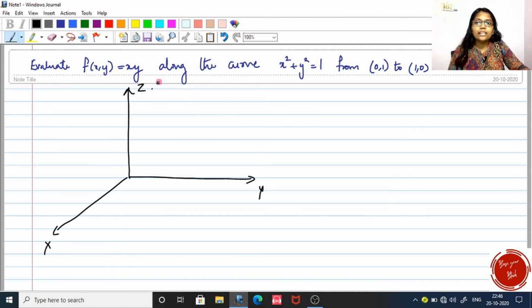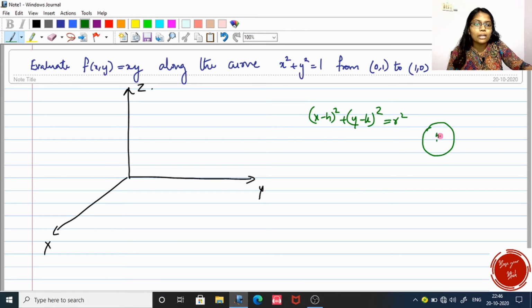And it said that we have to evaluate this along the curve x square plus y square equal to 1. What is this function? This represents a circle with center 0, 0 and radius 1. Because we know that (x minus h) whole square plus (y minus k) the whole square equal to r square is a circle with center h comma k and radius r. So by comparing, 0, 0 is the center and it is a circle.